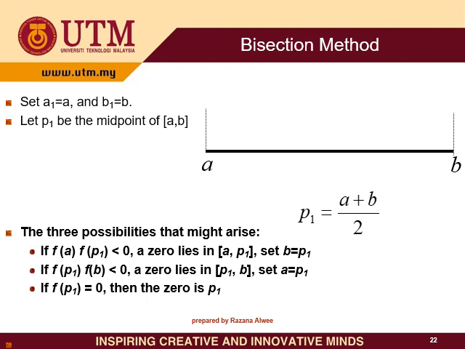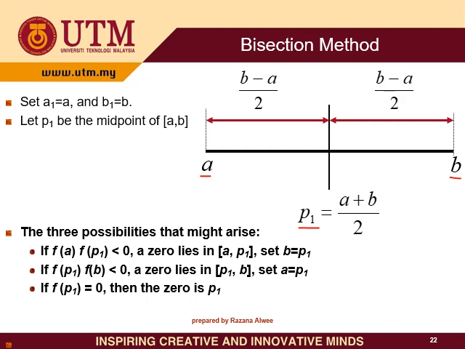We already have our A and B, right? Based on our first interval. So this is our A, this is our B. We need to use this equation to find our P1. If you notice, this equation will get you directly in the middle of A and B. So that is where your P1 will be. This is where you get your half, A plus B divided by 2. So we get your P1 value, which is here.